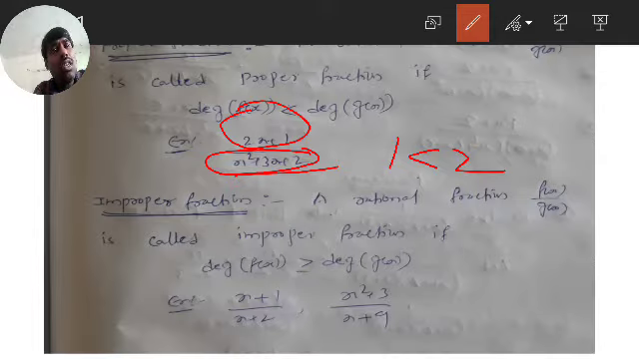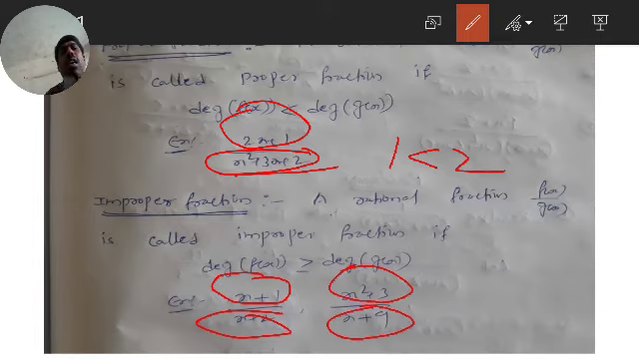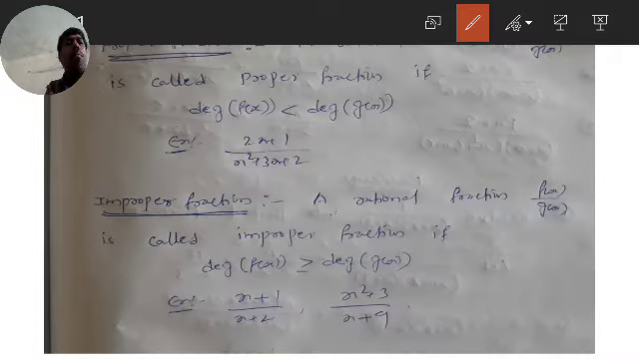So, if it is not proper, then we call it improper. Proper means the numerator degree is less than the denominator degree, and improper means the degree of the numerator is greater than or equal to the degree of the denominator. You see, x plus 1 is degree 1, x plus 2 is degree 1, both the degrees are equal, therefore improper. Numerator degree 2, denominator degree 1, the numerator degree is more, therefore it is called improper. So, there are two types of fractions, proper and improper.